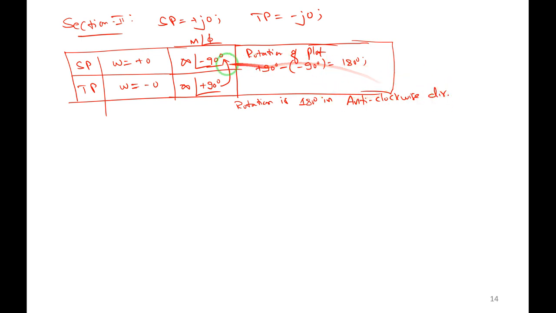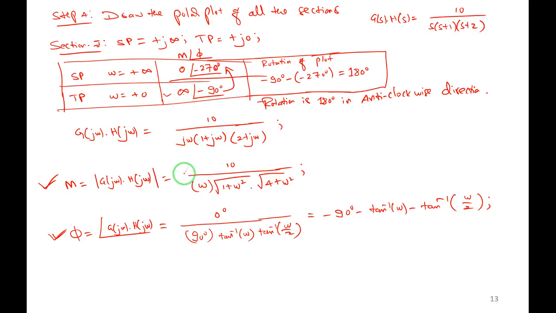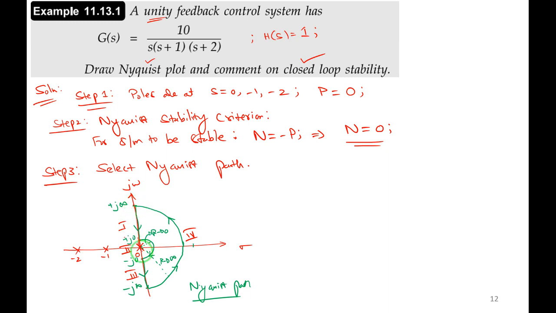Okay, with this information I can draw the polar plot, but I will not do it now because I will draw the polar plot of all the sections at a time, right? So I will not do it. Next, come to section 3. Section 1 is over.